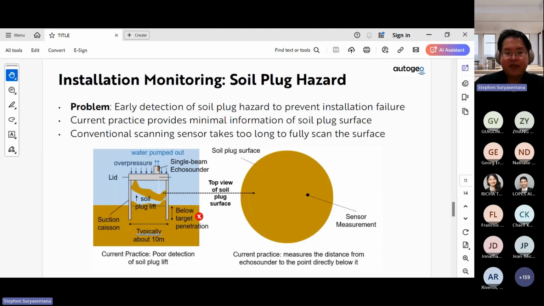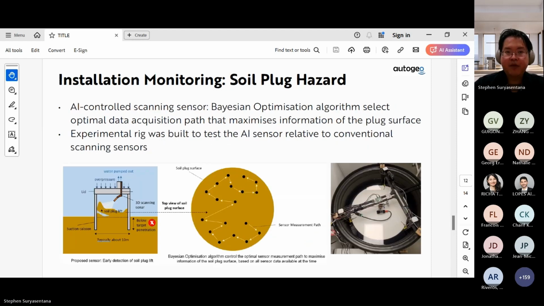So the current practice is to use a single beam echo sounder to measure the depth to a single point on the salt plug surface. And evidently, such practice would not provide reliable early detection of the risk of salt plug leak. So initially, we looked at commercially available scanning sensors that can map the entire salt plug surface, but unfortunately, most of them take too much time for a full scan.